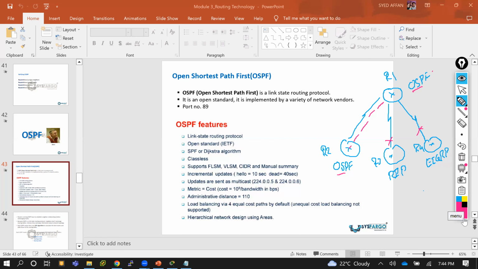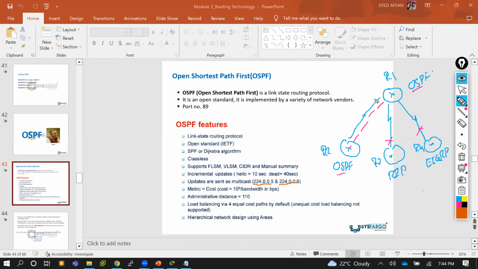Whenever you implement the OSPF protocol, whatever information it wants to send or exchange, it exchanges with its multicast IP address. What is my multicast IP address? 224.0.0.5 and 224.0.0.6 here. Okay. Every routing protocol has its own multicast IP address. For example, now I am not aware what protocol is implemented on router 2, router 3 and router 4.